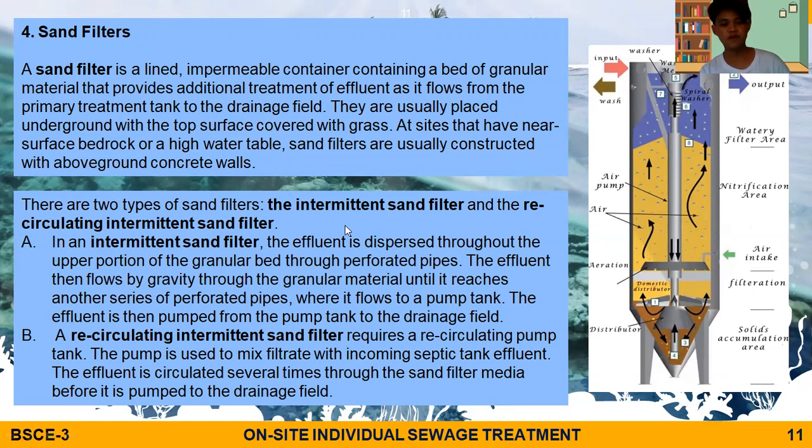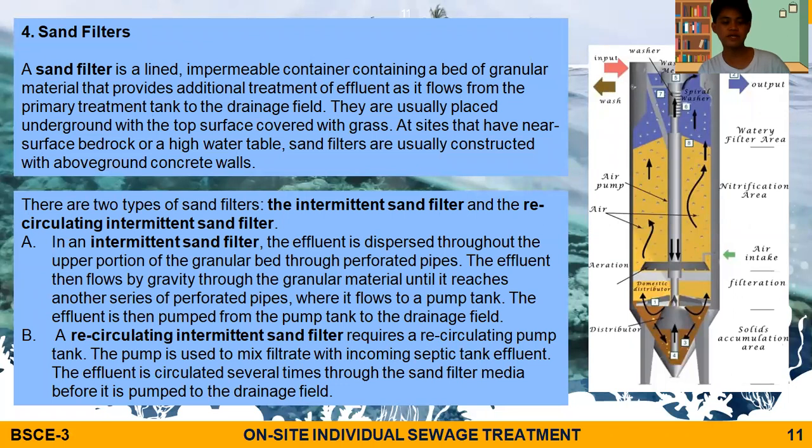There are two types of sand filters, the intermittent sand filters and recirculating intermittent sand filters. In intermittent sand filters, the effluent is dispersed throughout the upper portion of the granular bed through perforated pipes. The effluent then flows by gravity through the granular materials until it reaches another series of perforated pipes where it flows to a pump tank.